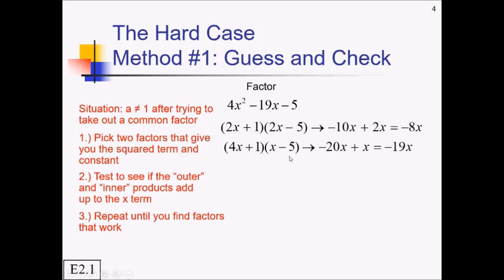And in terms of showing work, you just have to show that when you actually multiply your answer out, it does give you that middle term. So for my answer, I'm just going to write 4x plus 1 and x minus 5.